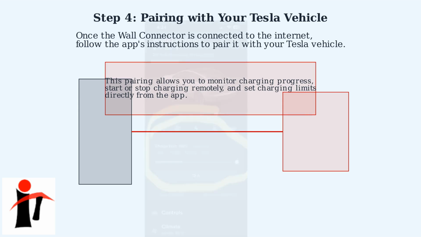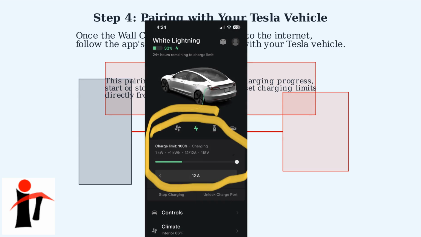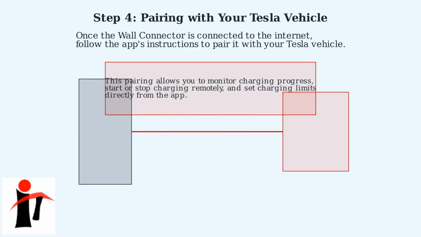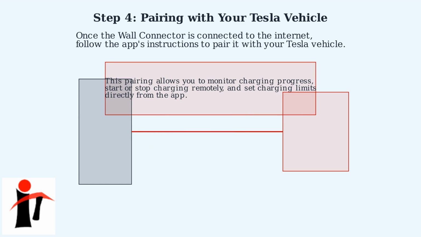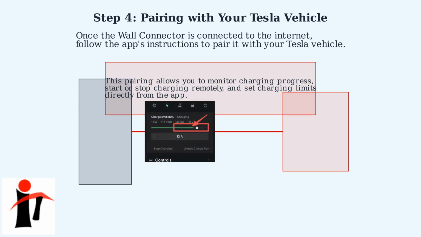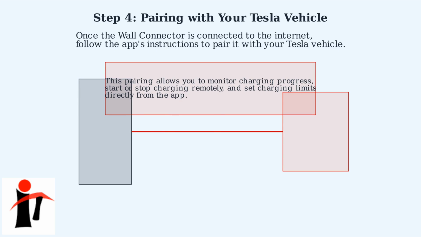Once paired, you'll see your vehicle's charging status in the app, including current charge level, time remaining, and power usage. You can start or stop charging remotely, adjust charge limits, and view detailed energy consumption data. The app provides full control over your charging experience, from setting schedules to monitoring in real time. After pairing is complete, your Tesla wall connector and vehicle are seamlessly integrated for optimal home charging.